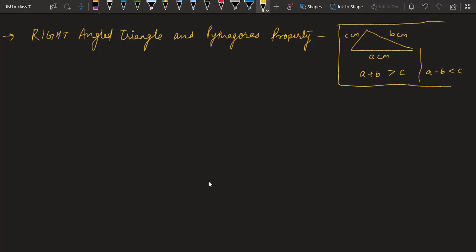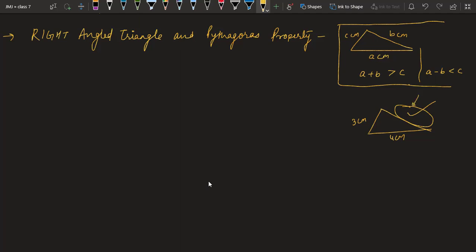In that case, one more thing was there. We were able to find the range of the third side. Suppose given to us were 3 centimeter and 4 centimeter, we could find the length range, but we were not able to find the exact length. We can say that it will be more than 1 centimeter and less than 7 centimeter, but we can never say what the exact value is.